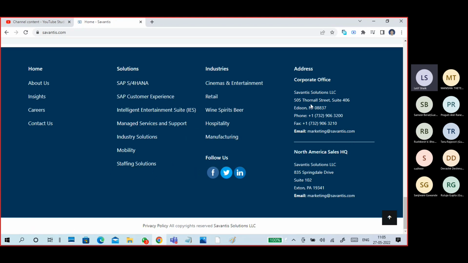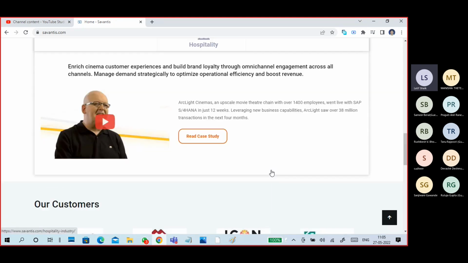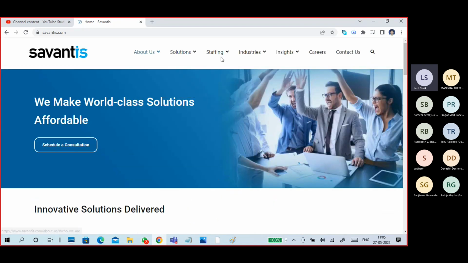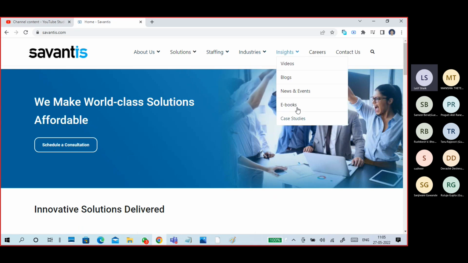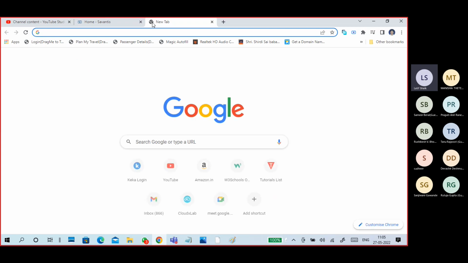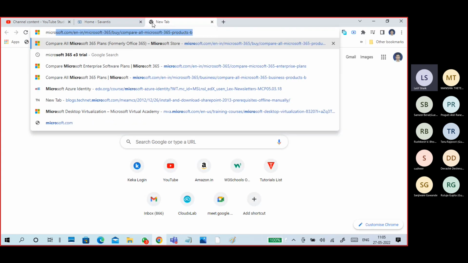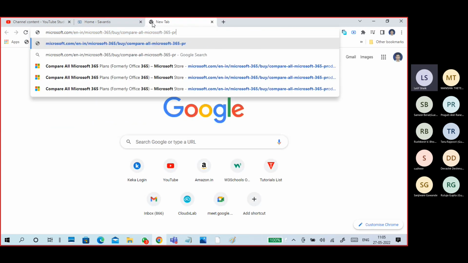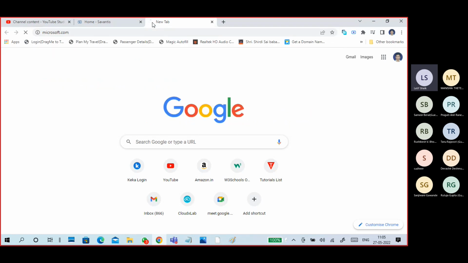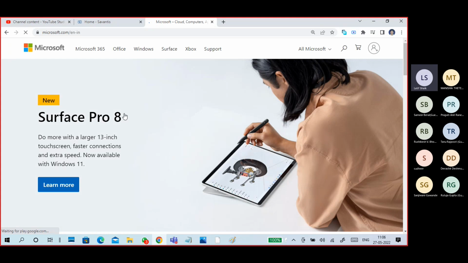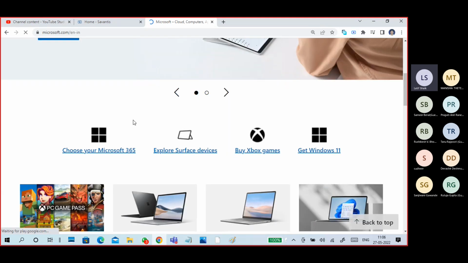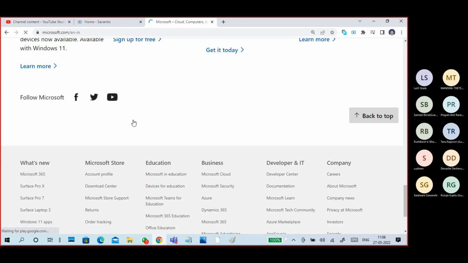Okay, so this is a New Jersey address, this is Exton. Industries, hospitals, so people are there. Now go to Microsoft. Just Microsoft, no subtitles required. See what Microsoft services are being provided.